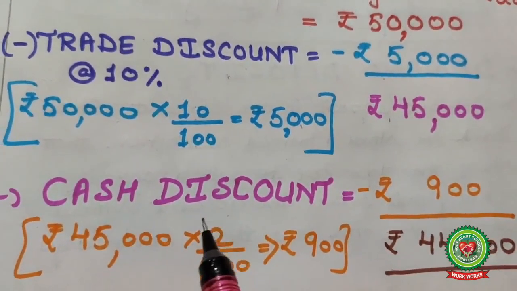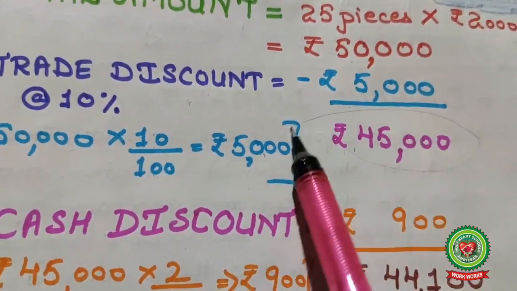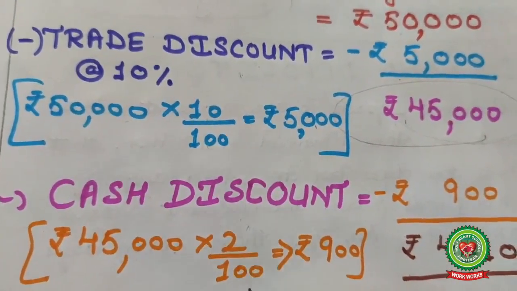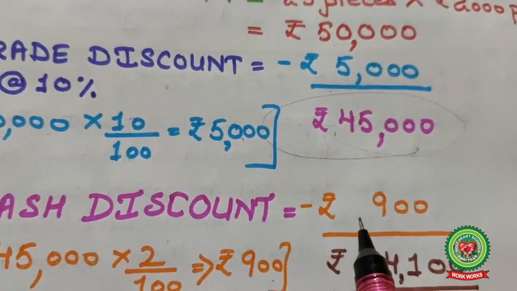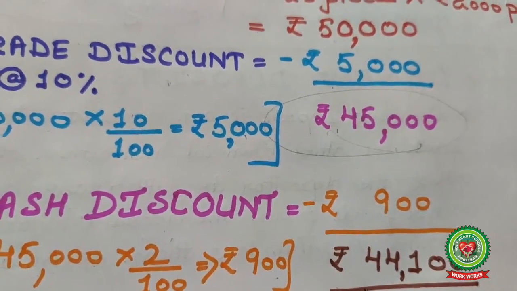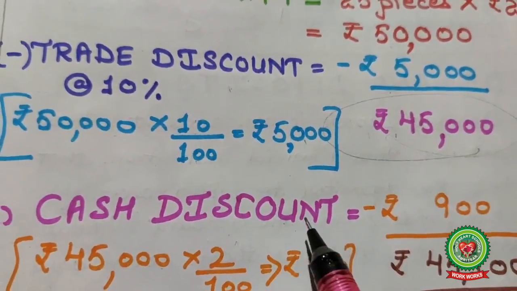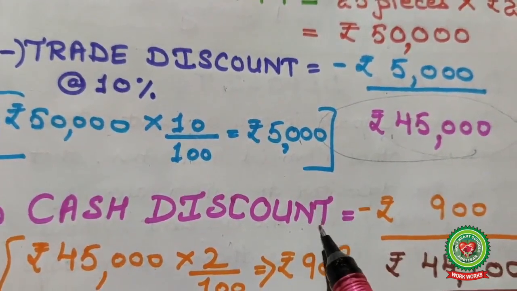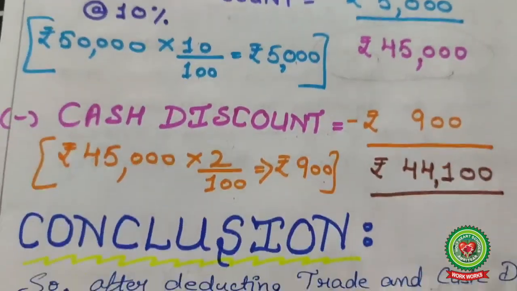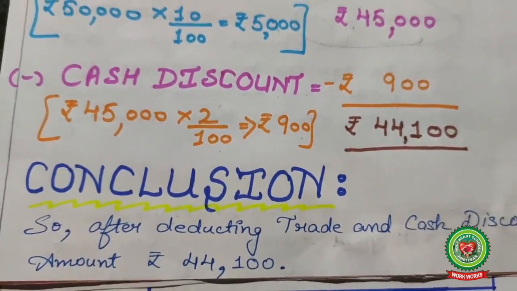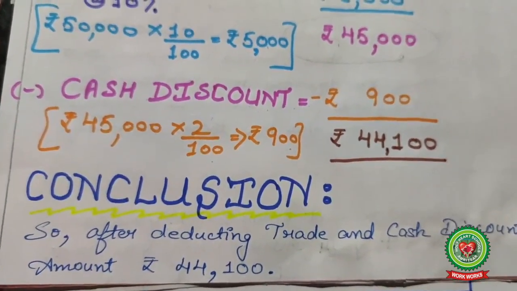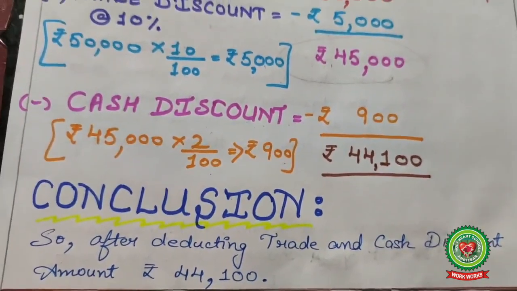Next, cash discount of 2%. Amount after trade discount is 45,000. Apply cash discount: 45,000 times 2 divided by 100 is equal to 900. Deduct the 900 cash discount, so here the amount is 44,100. Cash discount is available only if the payment is made by Bina within 15 days, otherwise only trade discount. So after deducting trade and cash discount, the amount is 44,100.